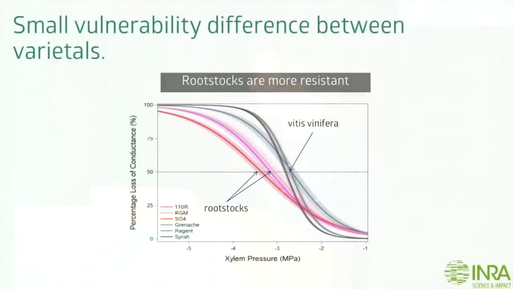Not only that, but also very interesting, rootstock have a much greater resistance than varietals. You see that Vitis vinifera, first of all, it's very difficult to discriminate between different varietals. All the P50, the 50% of xylem embolism, are all together around minus 25 bars, whereas for rootstock, you see there is almost 10 bars of differences.